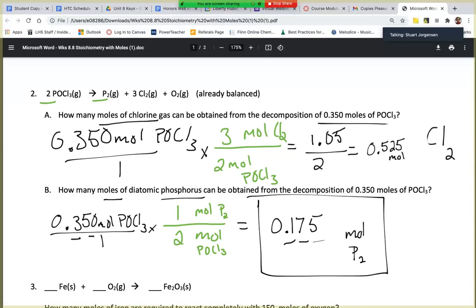Cool. Hopefully this is helping you start to think about how we can go from moles of something to moles of something else. If you would, give number 3 a try, and then we'll come back and take questions next time I see you.